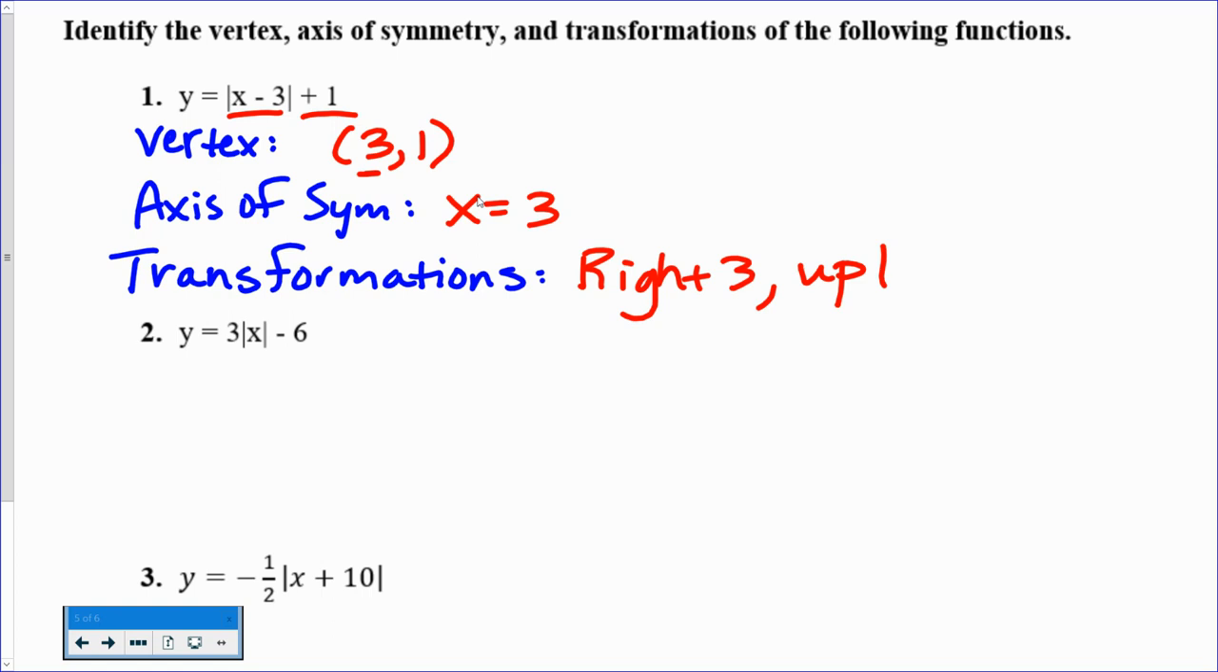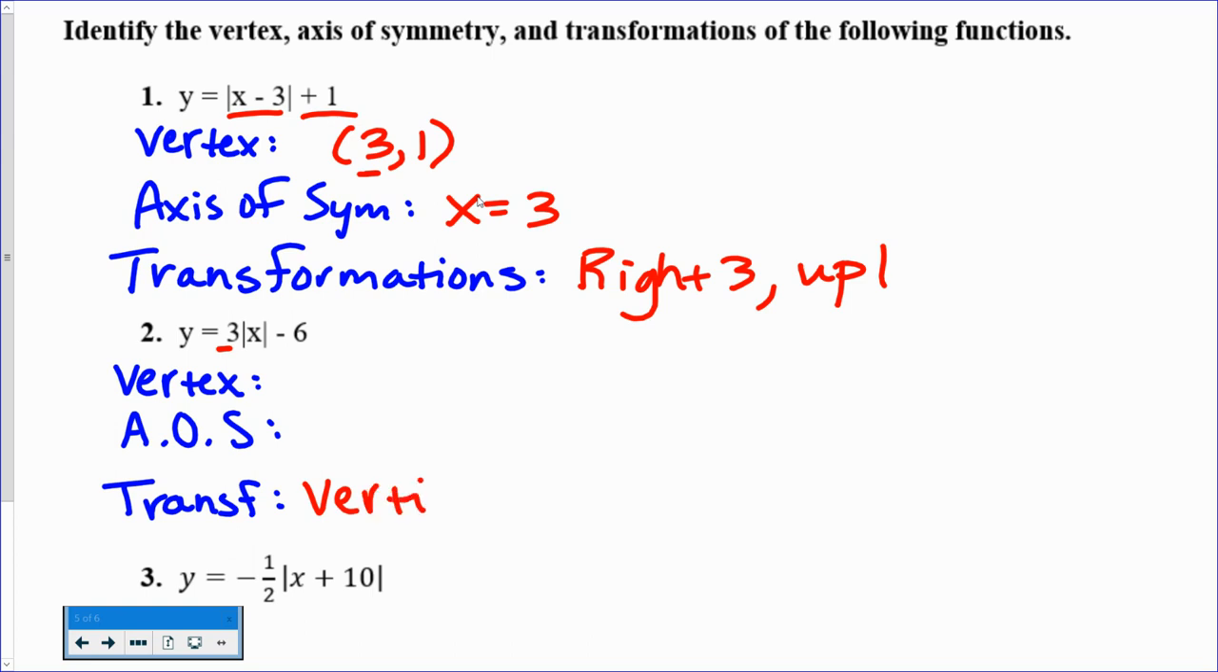All right, for number 2, let's find the vertex, axis of symmetry for short here, and transformations. So I like to find the transformations first. I see that 3 multiplying on the outside, that is going to give it a vertical stretch.